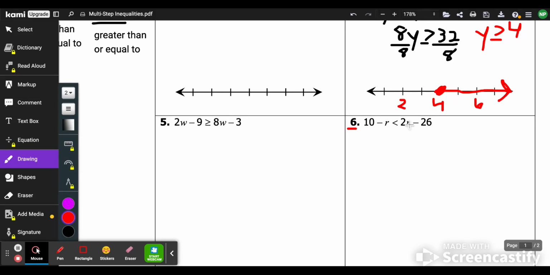Remember with multi-step, we want to move our variables to the left. And inequalities is the reason that I like getting into that habit of moving our variable to the left. It's not the way that you always have to do it, but it makes one less step there at the end. So first thing we want to do is we want to move our variable to the left. So we have 2r. So to move it over here, we're going to subtract 2r on both sides.